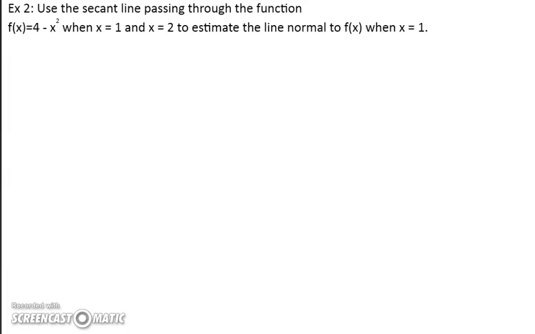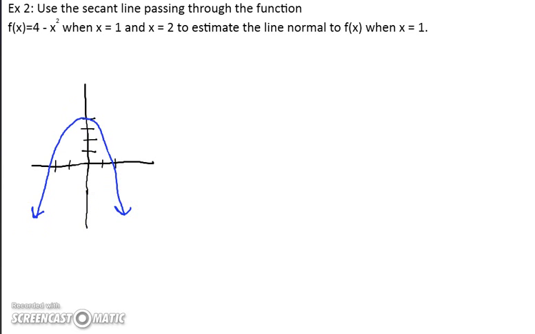So use the secant line passing through the function f of x equals 4 minus x squared when x equals 1 and x equals 2 to estimate the line normal to f of x when x equals 1. Alright, so to give us an idea of what we're doing, let's take a quick sketch of what this thing looks like. You should know what 4 minus x squared looks like. It's a parabola that opens down, or we're going to say it's concave down, that has a y-intercept of 4 and x-intercepts of plus and minus 2. And I missed, but you guys get the point.